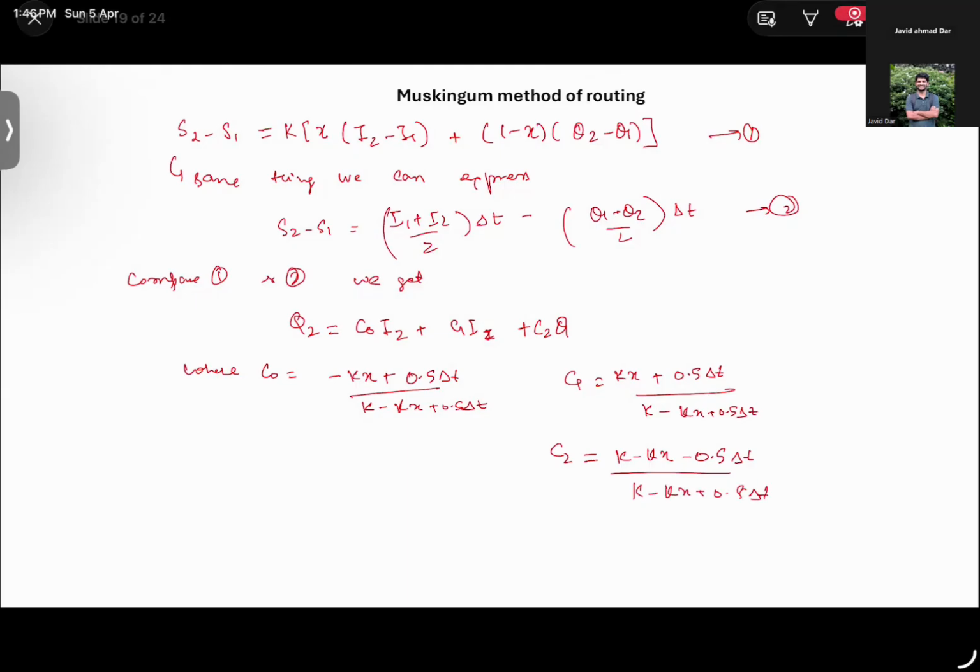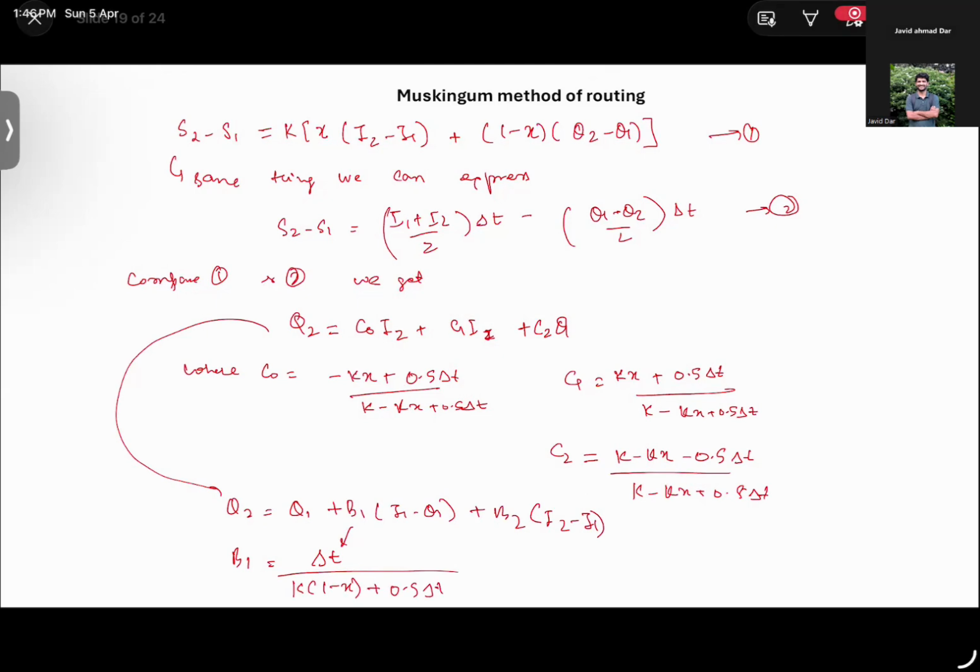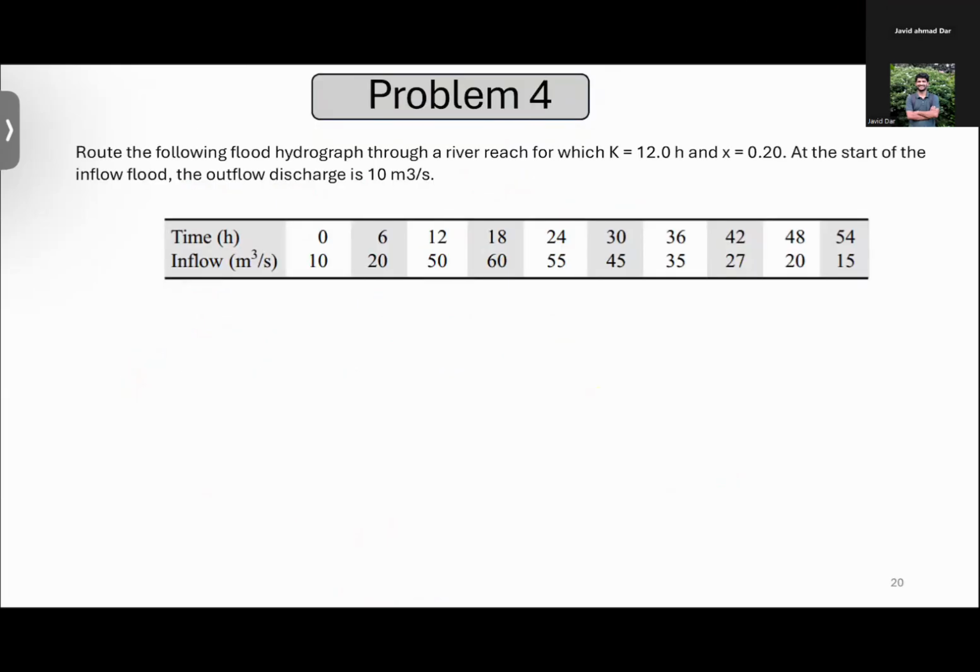We can also write the same equation, this q2, as q1 plus b1 times (I1 minus q1) plus b2, where b1 is delta t upon K into (1 minus x) plus 0.5 delta t, and b2 is delta t minus Kx. So we will do a problem on this.